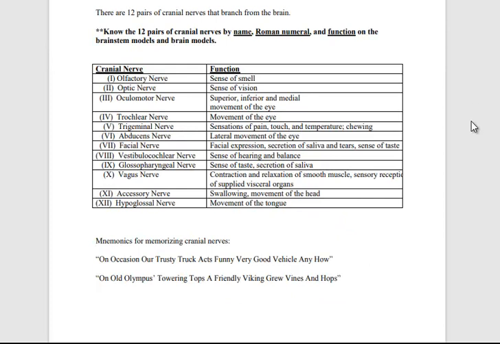There are 12 pair of cranial nerves, and they have a number, 1 through 12, in Roman numerals. Right there they are. And then they also have a name, and we've been talking about the olfactory and the optic for quite some time now. And then over here is the function. Well, obviously the olfactory does smell, and the optic nerve does vision. But now you get into the other cranial nerves coming out of the brain.